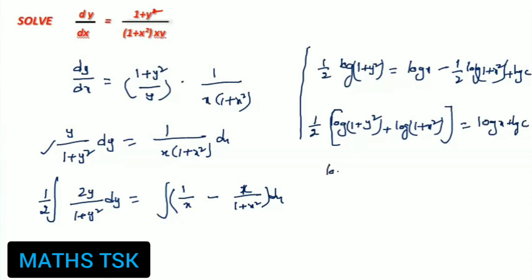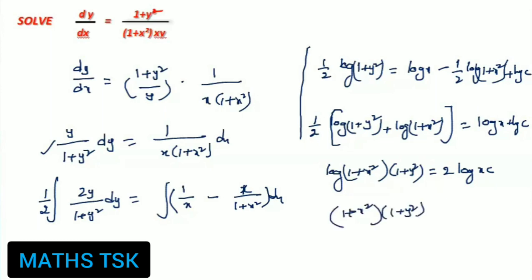This can be written as log of (1 plus x square) into (1 plus y square). If multiplied with 2, it becomes 2 into log of xc. Log x plus log c is log xc. So (1 plus x square) into (1 plus y square) is equal to x square c square, which can be written as k.